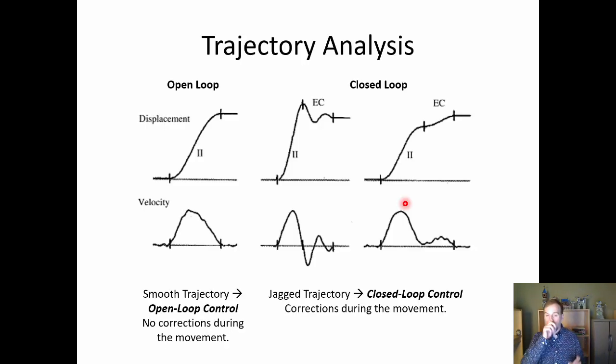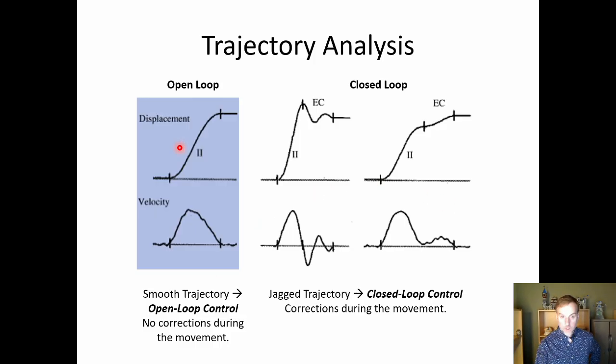But let's talk about how Carlton looked at the trajectories. One thing that's been shown in many studies is that we can look at what the trajectories look like and make inferences about whether you used online control or not. So let's start here. These types of movements, we consider to be open loop. You're not using closed loop control, you're not using these online corrections. Here's the displacement or the position. The participant moves from a home position to the target. This is time.